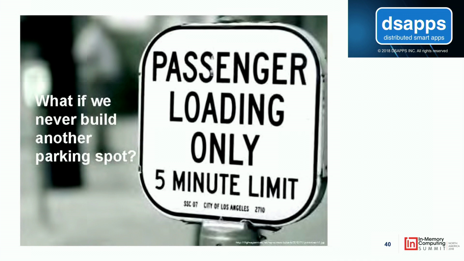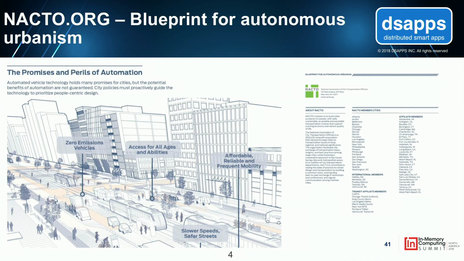There's this whole organization called the National Association of City Transportation Officials. It's got all the different cities signed up, and they're putting out all these manifestos and blueprints on how the world is going to look for an autonomous future. On one side, you've got all the technology companies like Waymo and everybody else building all these cars. On the other side, the cities are also looking at how they are going to change. What do we need to make happen?